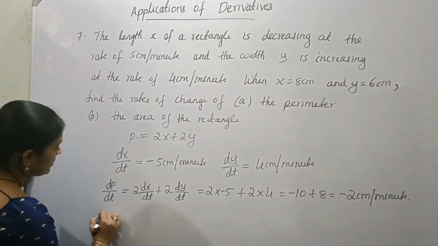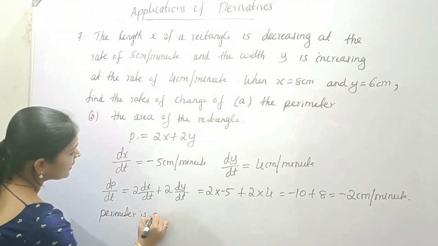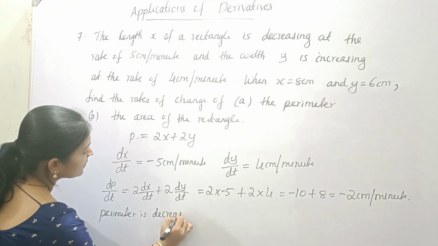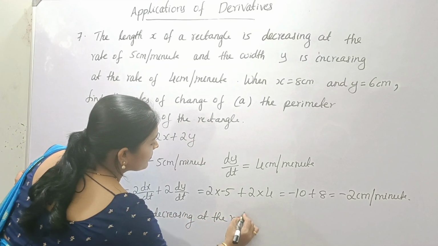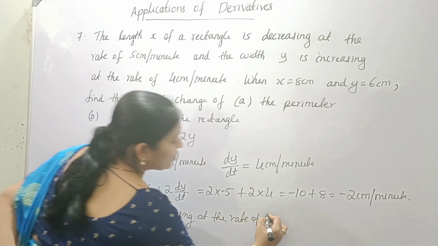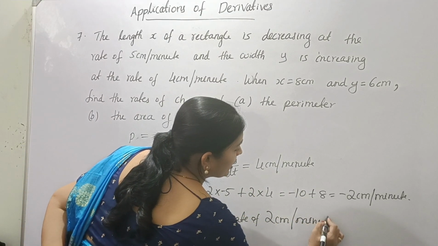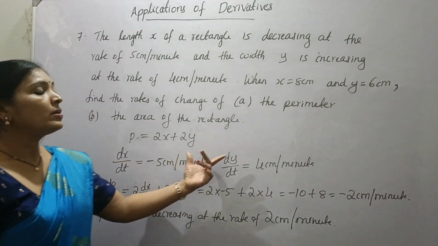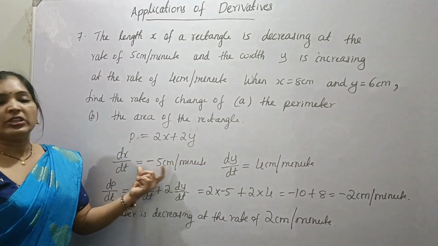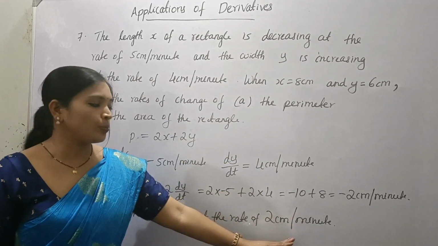So we write: perimeter is decreasing at the rate of 2 centimeter per minute, not second but minute, because the rate of change of length and breadth with respect to time is in minute. So here the perimeter change should be in minute.